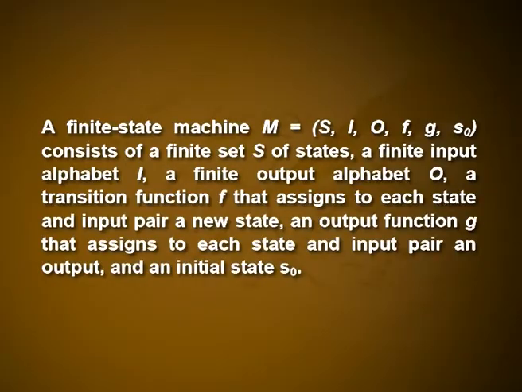Definition: a finite state machine M = (S, I, O, f, g, s0) consists of a finite set S of states, a finite input alphabet I, a finite output alphabet O, a transition function f that assigns to each state and input pair a new state, an output function g that assigns to each state and input pair an output, and an initial state s0.